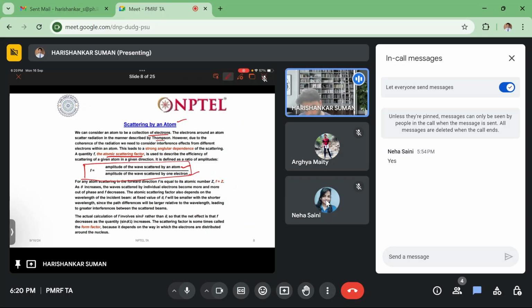A quantity f, the atomic scattering factor, is used to describe the efficiency of scattering of a given atom in a given direction. It is the ratio of amplitudes. For any atom scattering in the forward direction, f is equal to its atomic number Z. As theta increases, the waves scattered by individual electrons become more and more out of phase, and f decreases as theta increases.